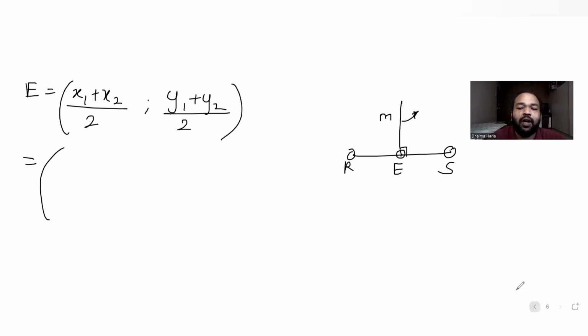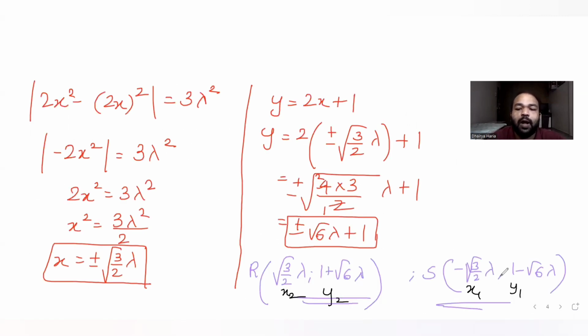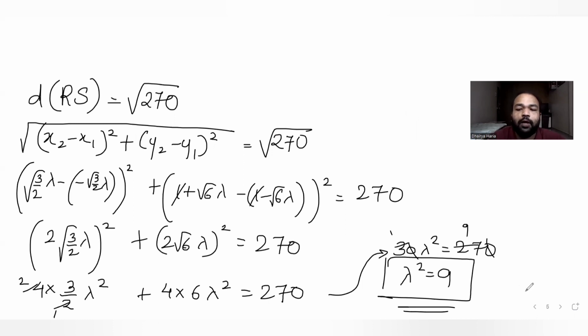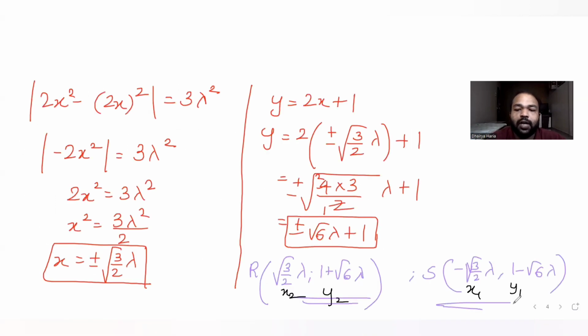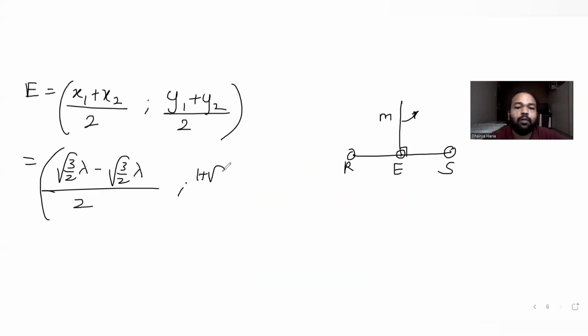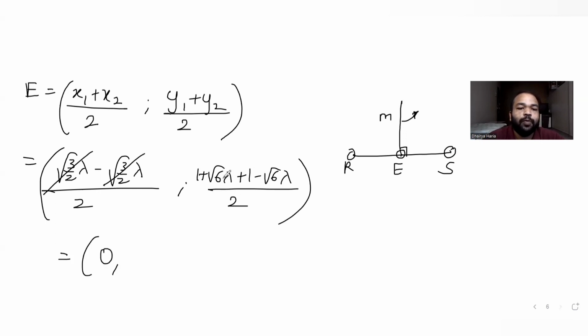The sum of x coordinates of R and S, if I add them, you get root 3 by 2 lambda minus root 3 by 2 lambda, upon 2. And the sum of y coordinates I already know, that is 1 plus root 6 lambda plus 1 minus root 6 lambda. So this gets cancelled out, and this becomes 0. This gets cancelled out, 2 by 2 is 1. So you get the coordinates of the midpoint, that is (0, 1).